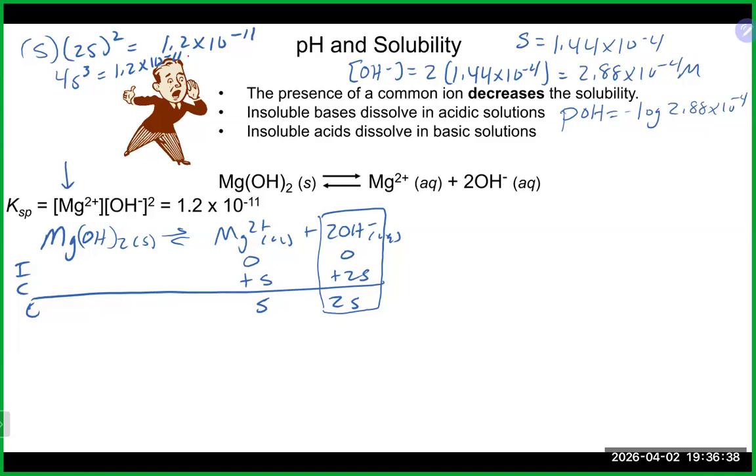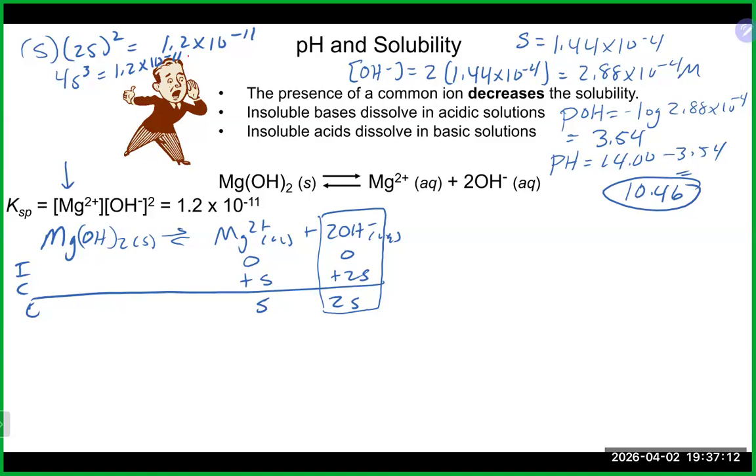And if we do that, minus the log of our answer, we end up with a pOH of about 3.54. And that tells us that this solution's actual pH here is 14 minus that. That is a 10.46 pH. So this solution here, dissolved in water, has an opening pH basically of 10.46. So what does this mean?